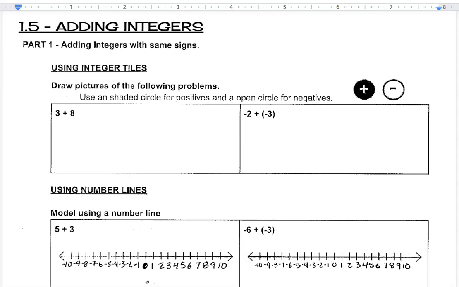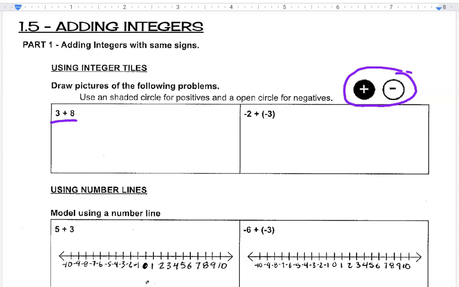Today our topic is adding integers. Our first part is going to be adding integers with the same sign. First off, we're going to use integer tiles to draw a picture of our problem. We're going to use closed circles for positive numbers, open circles for negative numbers. So use a shaded circle for positives and an open circle for negatives to solve 3 plus 8.